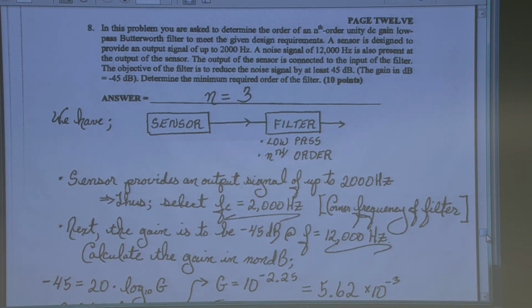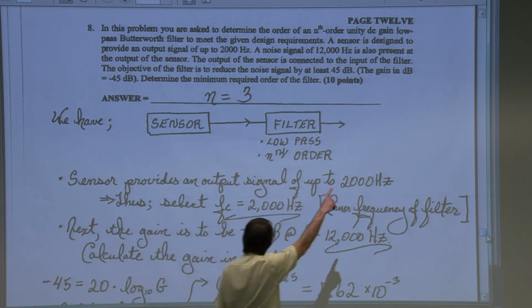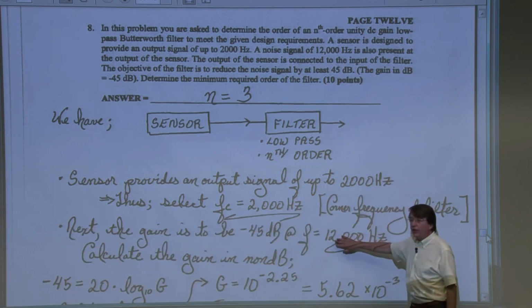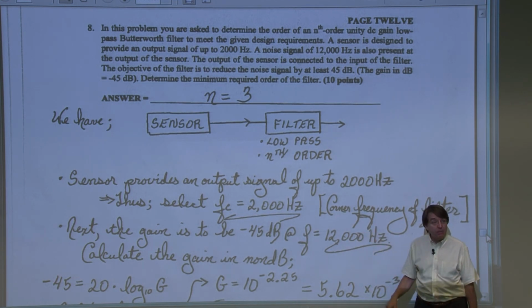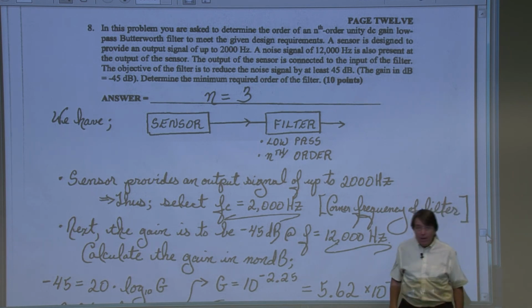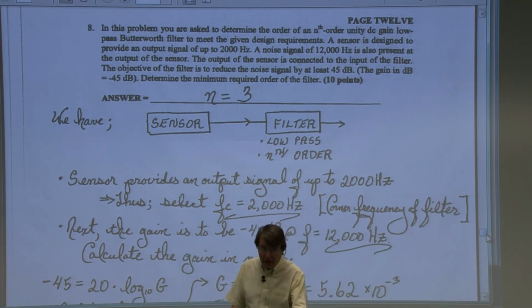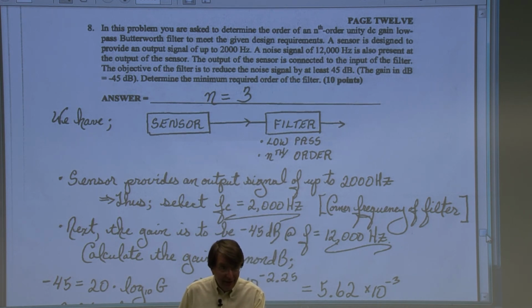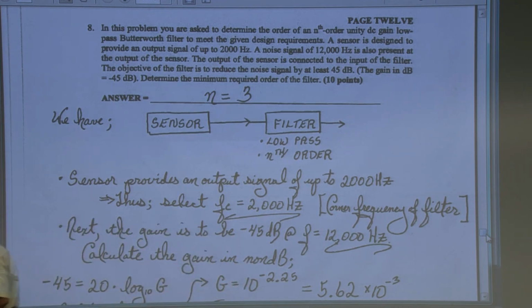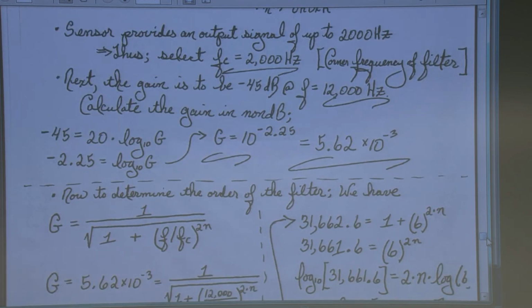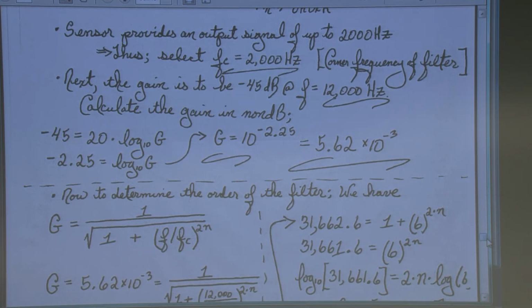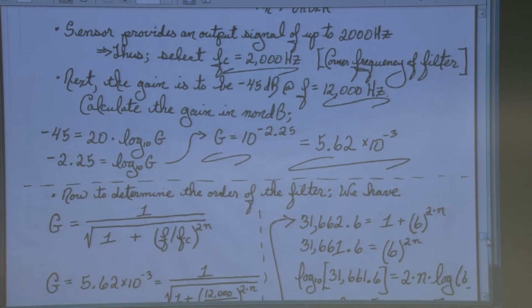Now, we are required to have the gain at the noise frequency, the noise is 12,000 hertz, be minus 45 dB. I'm hoping you remember to use that crazy formula I gave you on the formula sheet for G. G has got to be non-dB. So I got to convert G to non-dB. So minus 45 is 20 log to the base 10 of G, and you're all set.